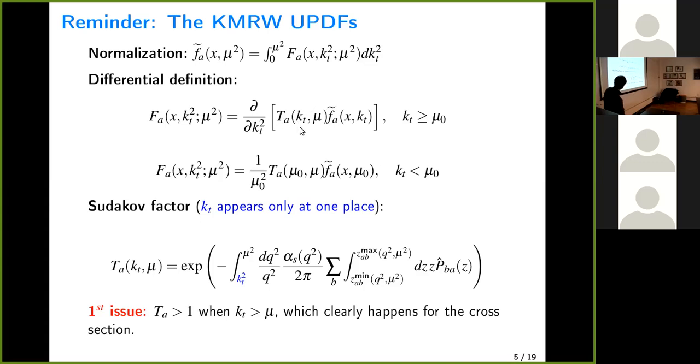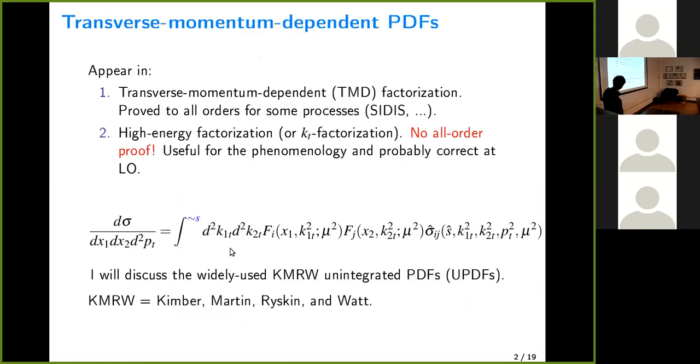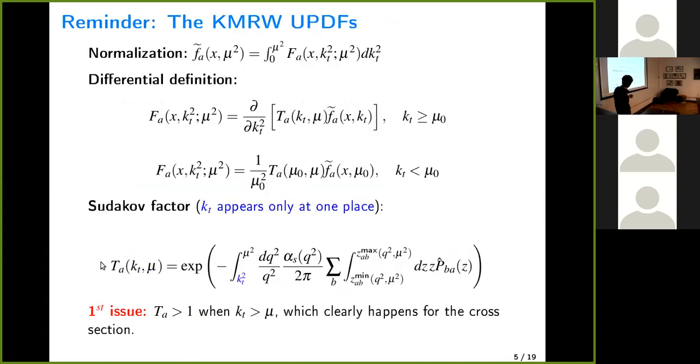For this, the function TA is the Sudakov factor, which is defined by this equation. And you can see that the issue here is that when KT square is larger than mu square, then this Sudakov factor is larger than one. And in fact, if I go to the beginning and look at the equation for the cross section, you can see that indeed you do the integration on the transverse momentum up to a scale which is much larger than mu square. Because, for instance, if you are looking at the PT distribution of a dimuon, at PT of 3 GeV, typically one chooses mu square equal to PT square. So mu square here will be around 9 GeV square, but S of course is much larger. So in the integration of KT here, at some point KT will be larger than mu. And the consequence of this is that this Sudakov factor will be larger than one.